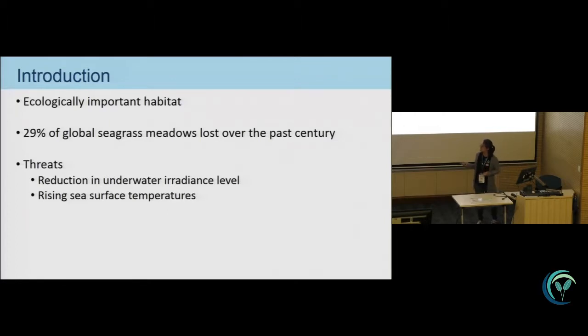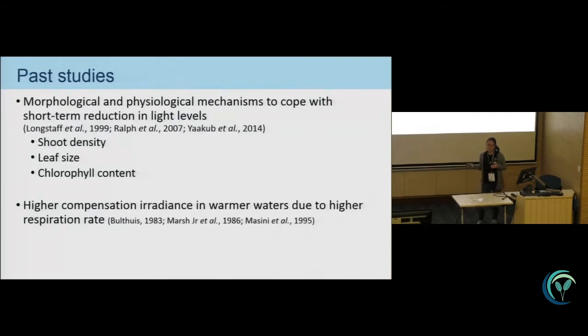with climate change. Past studies have shown that seagrasses are able to cope with short-term acute reduction in light level, and this is done through various morphological and physiological changes, which includes shoot density, leaf size, and chlorophyll content. Studies have also shown that seagrasses exposed to warmer waters tend to have higher compensation irradiance level as a way to compensate for the higher respiration rates present in warmer waters.